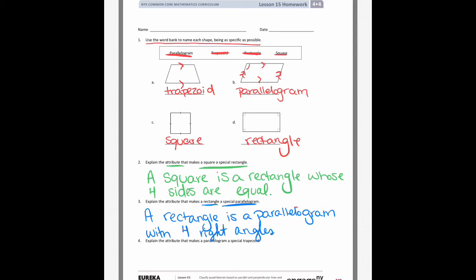Our number 4 says explain the attributes that make a parallelogram a special trapezoid. And the difference between a parallelogram and a trapezoid is that a parallelogram doesn't just have one pair of parallel sides. So a parallelogram is a trapezoid with another pair of parallel sides, or with more than one pair of parallel sides.